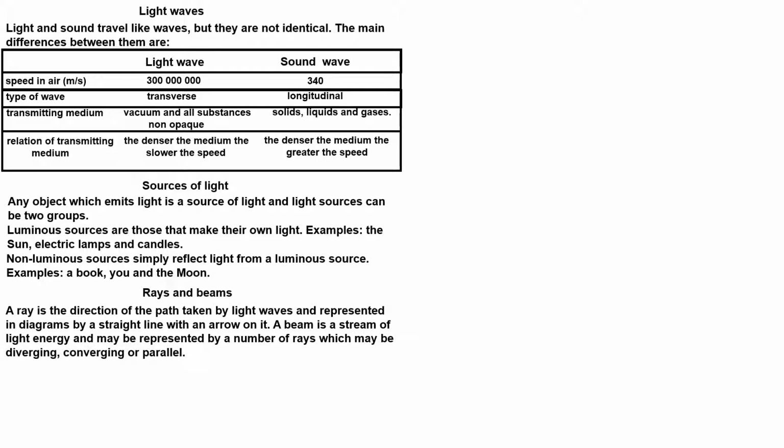Rays and beams. A ray is the direction of the path taken by light waves and represented in diagrams by a straight line with an arrow on it. A beam is a stream of light energy and may be represented by a number of rays, which may be divergent, convergent, or parallel. Take a look at the figure.